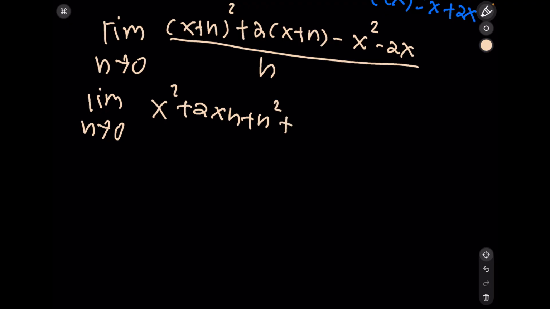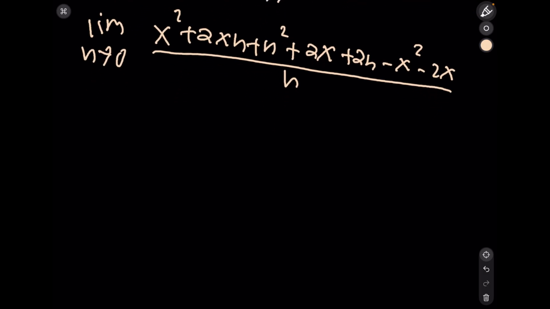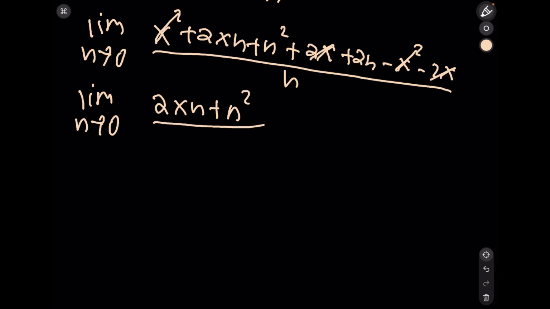And then from here you can distribute. So you have plus 2x plus 2h minus x squared minus 2x, all over h. This is pretty long, so bear with me. So then you have limit as h approaches 0, and then you just combine like terms. As you can see here, the x squared terms become 0, and the 2x terms also become 0. So you have to pay attention to that. So from here, we're left with 2xh plus h squared over h.